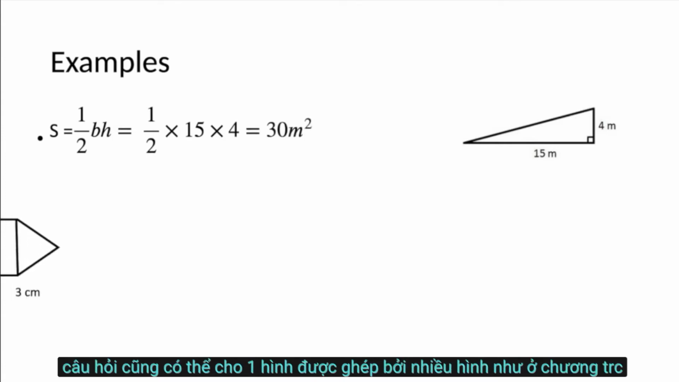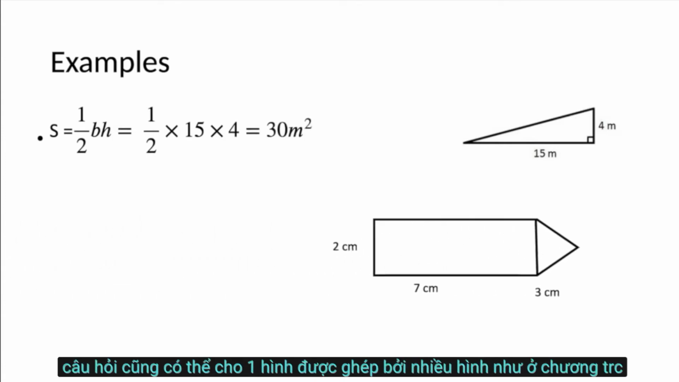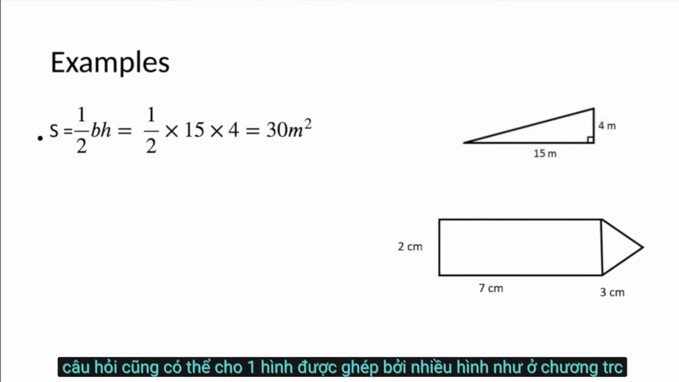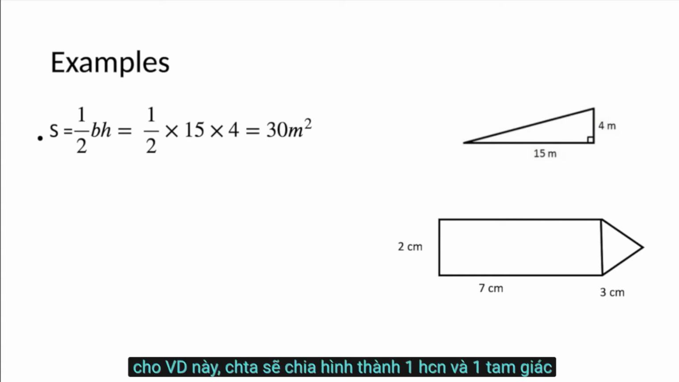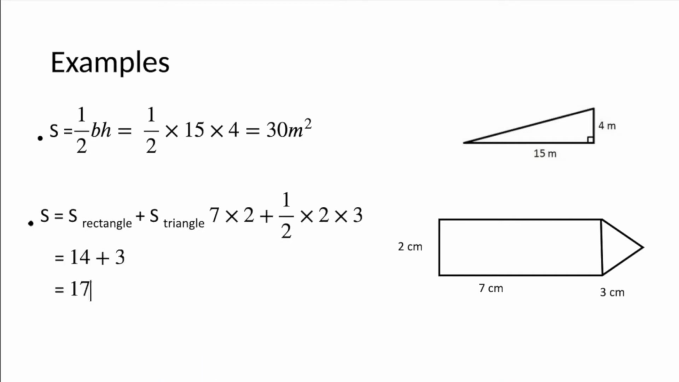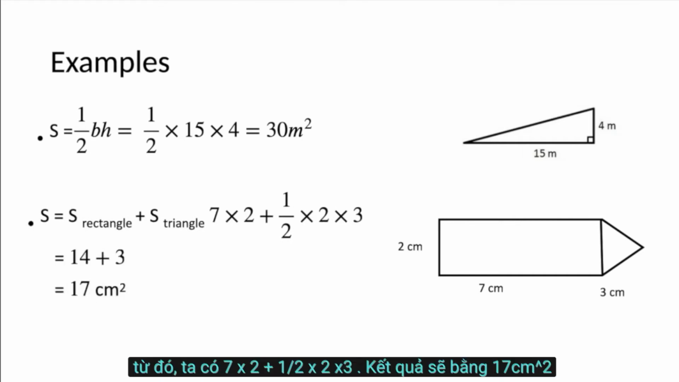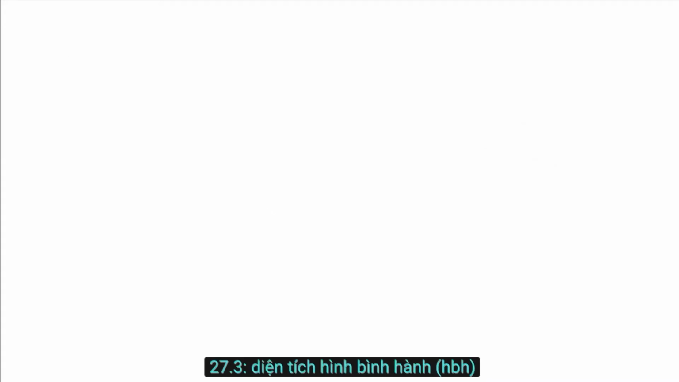The question can also give you an irregular shape, just like the previous chapter. So all you need to do to find the area is to divide the shape into shapes that you can calculate the area of. For this example, we have divided the shape into a rectangle and a triangle. The total area of these 2 shapes will be the area of the entire shape. Thus, we will have 7 times 2 plus 1 over 2 times 2 times 3. And the result will be 17 centimeters squared.